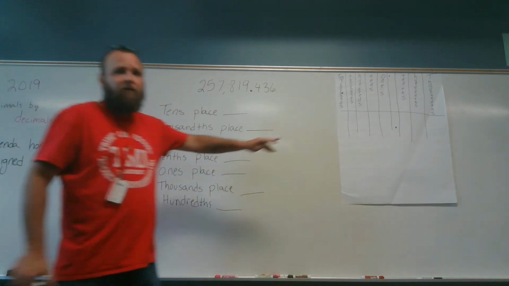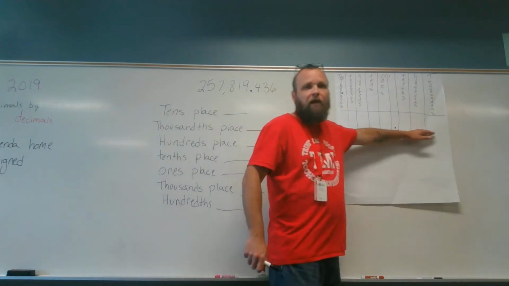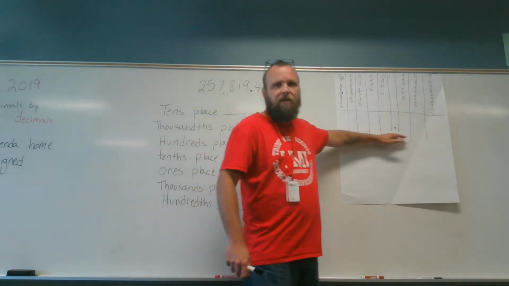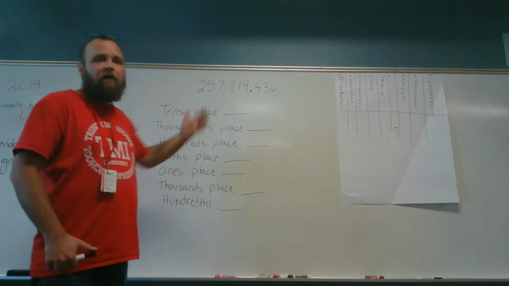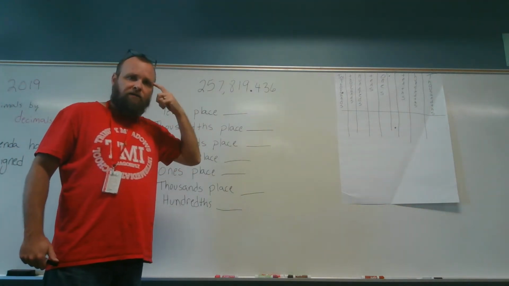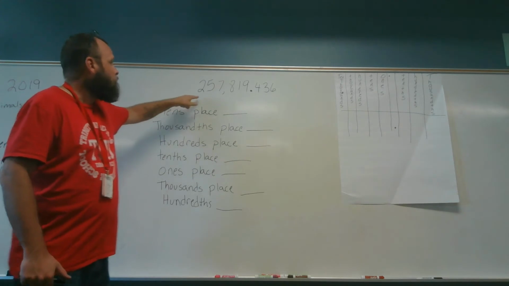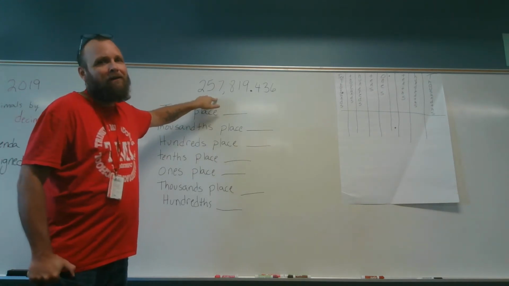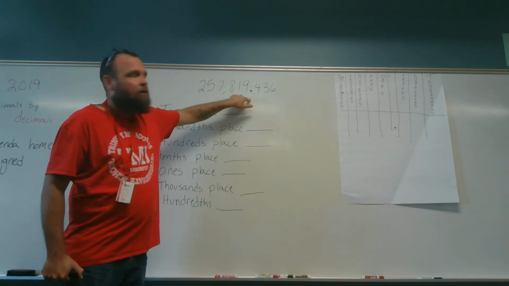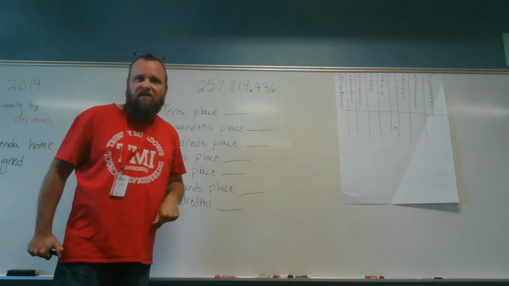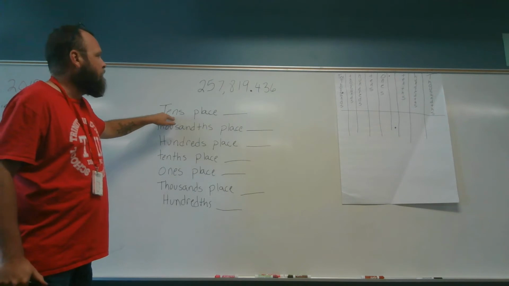All right, so here we have a generic place value chart that I wrote down because I'm messy. That's what it looks like. And so I can always go back and refer to that until I can get it stuck in my head. So if I have my number, and I will read this out loud because I'm awesome, 257,819 and 436 thousandths.